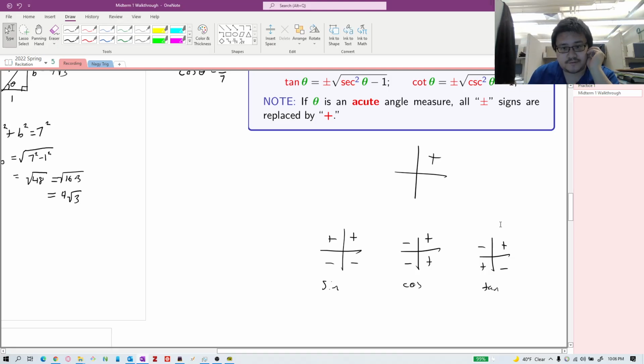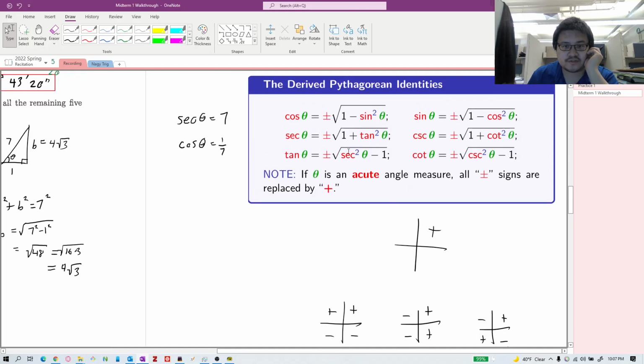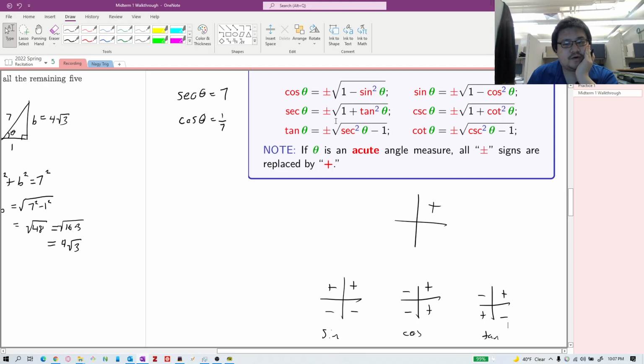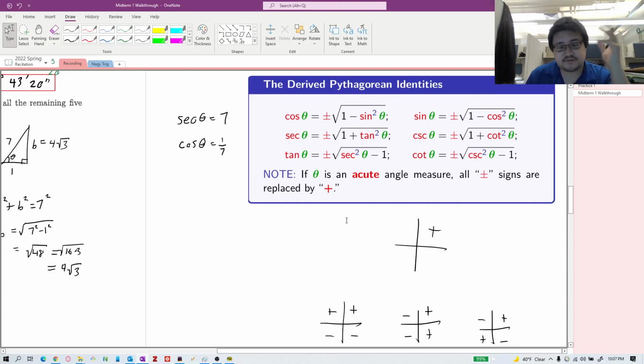It's just kind of nice when we are restricted to the first quadrant because all of these guys are positive. But when we work in the other quadrants, then we have to think about what the trig function, what its sign should be. That's what the plus minus means. Think about whether the value should be positive or minus for the given quadrant that you're in. That's kind of a preview ahead.